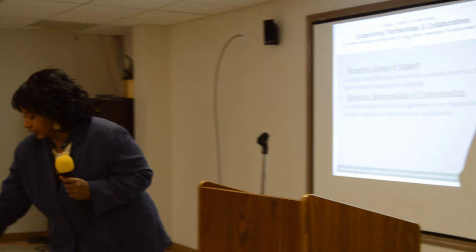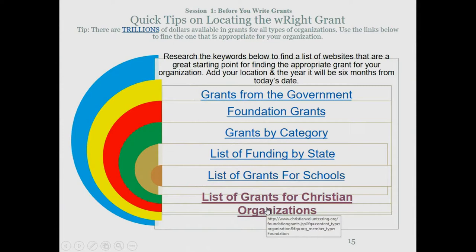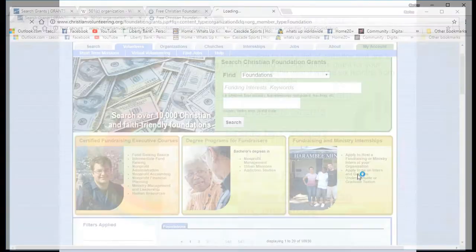Those are the agreements you're going after with your five partners. Quick tips for locating grants. I'm not going to spend a whole lot of time with this because I just told you about grants.gov, but there are also grants from foundations, grants by category. There are state grants. There are grants for Christian organizations.